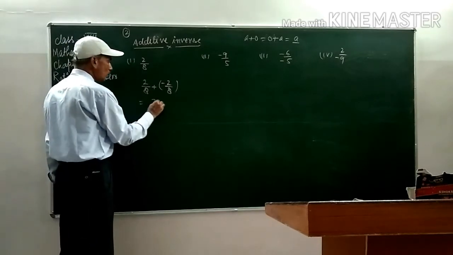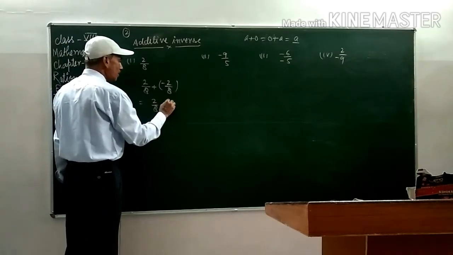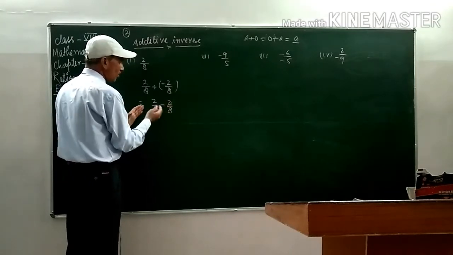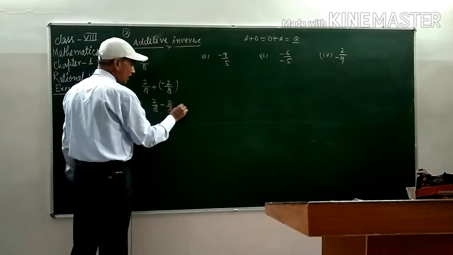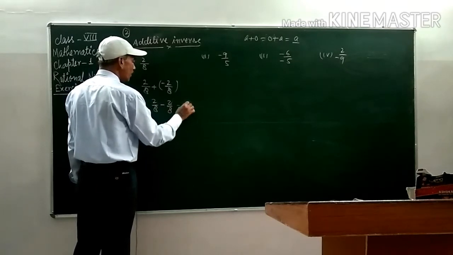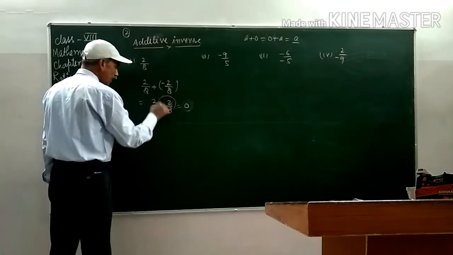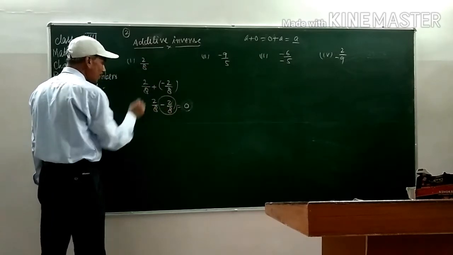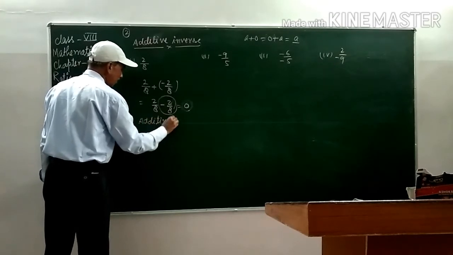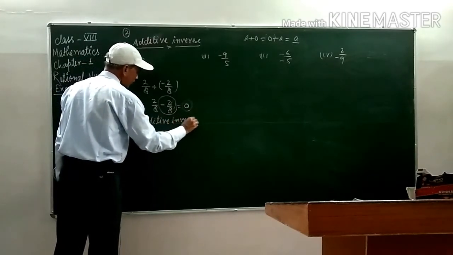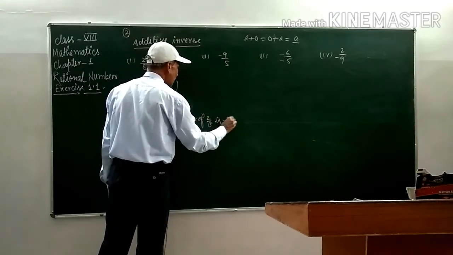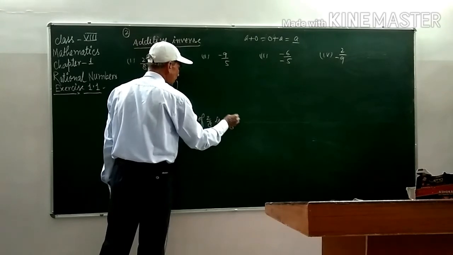Okay student. So 2 by 8 minus 2 by 8, that is 0. It makes 0. Okay, so this one, minus 2 by 8, is the additive inverse of 2 by 8. The additive inverse of 2 by 8 is minus 2 by 8, the negative of 2 by 8.